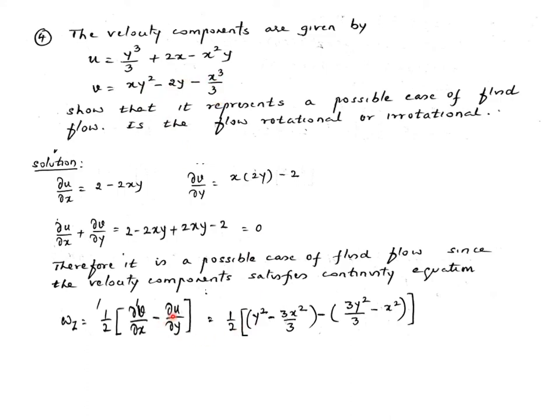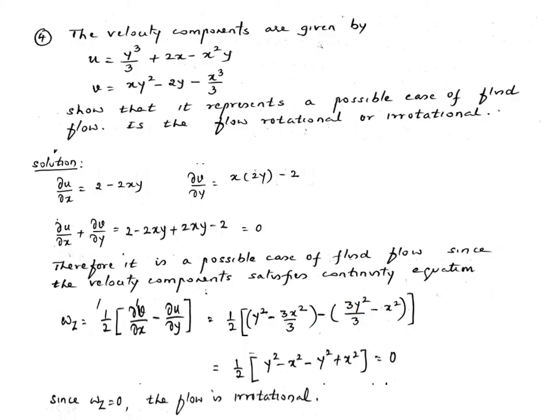Similarly, minus dou u by dou y: it is 3y square by 3. This term's differentiation will be 0, and differentiation of the last term will be minus x square. Simplifying this, the 3 and 3 cancel out, so y square minus x square minus y square plus x square. If you put this in the equation, it will be 0. Since the rotation component is 0, the flow is irrotational.